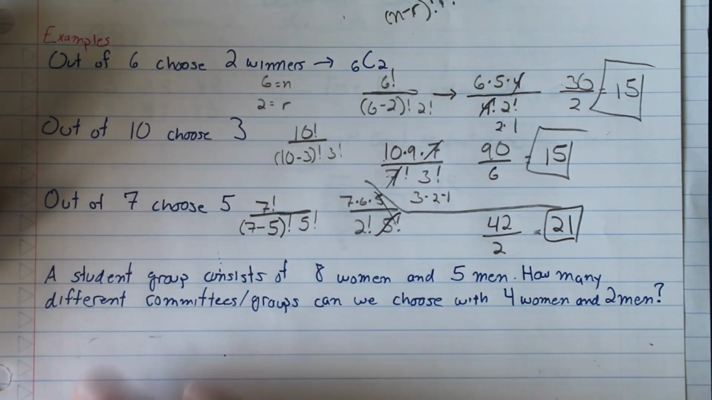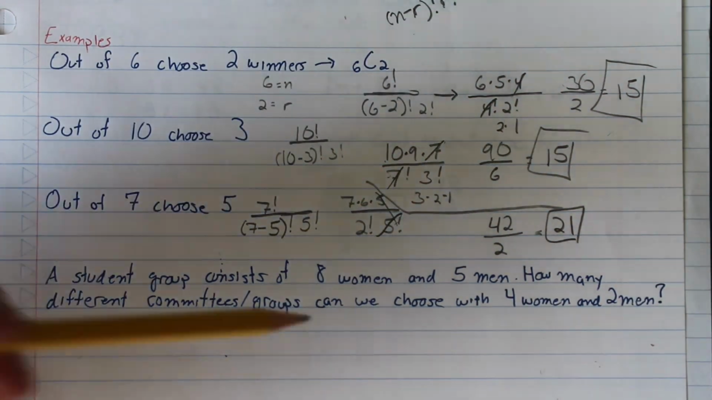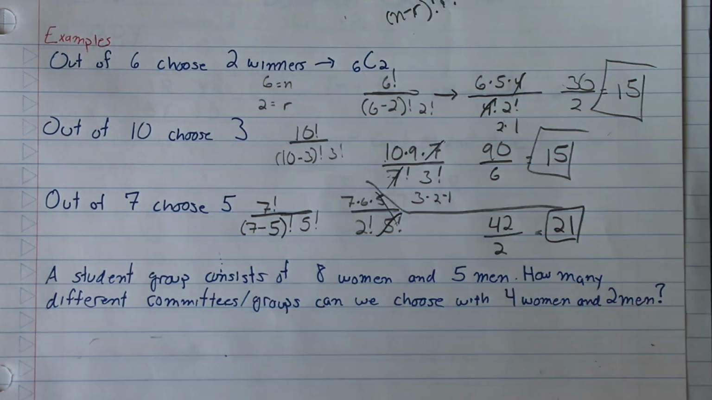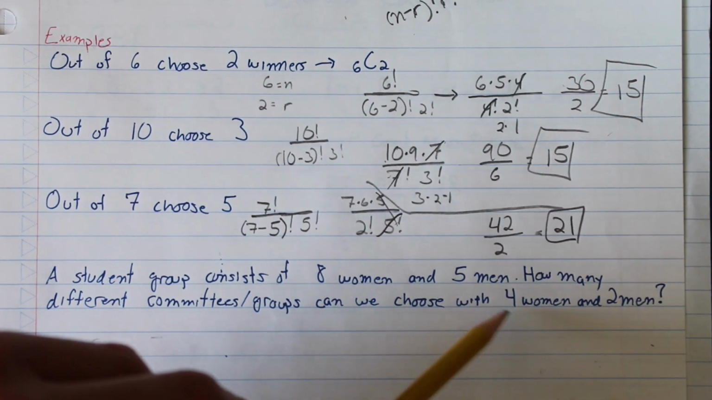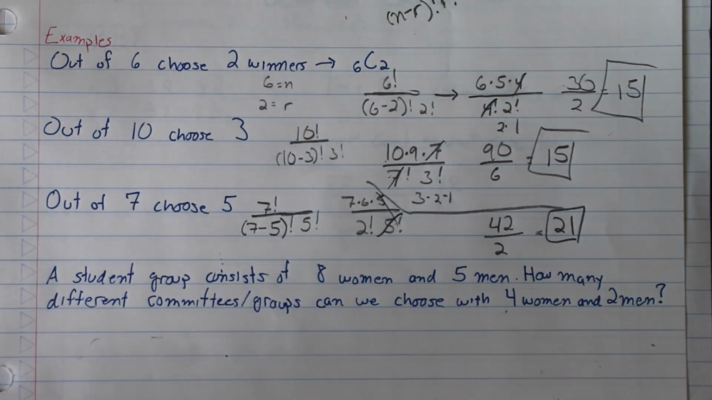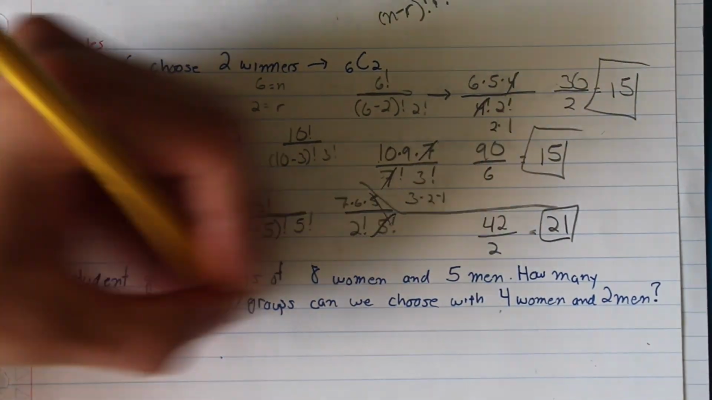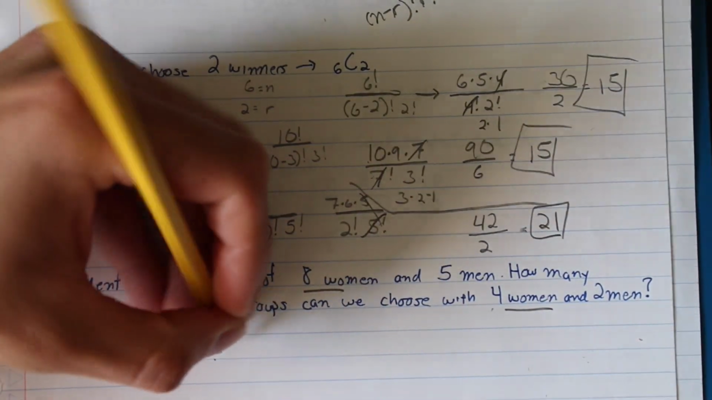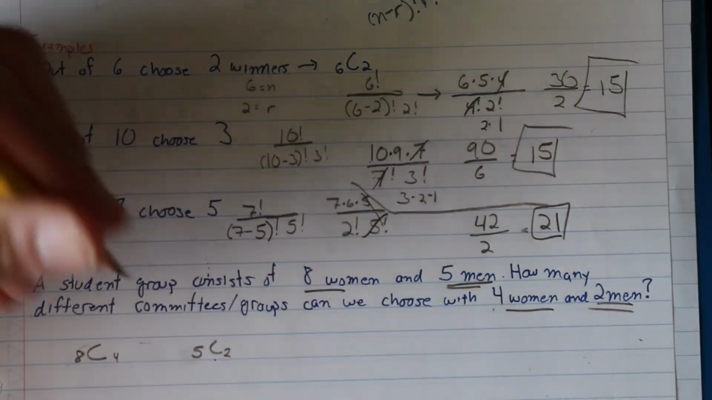This one's probably a lot more complicated. So a student group consists of 8 women and 5 men. How many different committees or groups can we choose with 4 women and 2 men? So that's really confusing. You probably have to go over that a couple times. But what we want to do is, it's asking us how many groups can we do with 4 women and 2 men. So what we're going to do is, out of those 8 women, we're going to choose only 4 of them, okay? And then out of those 5 men, we're going to choose 2 of them, okay? 2 lines so people can see.